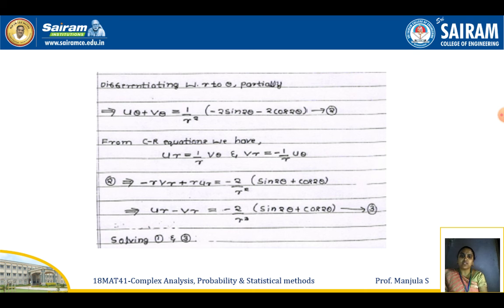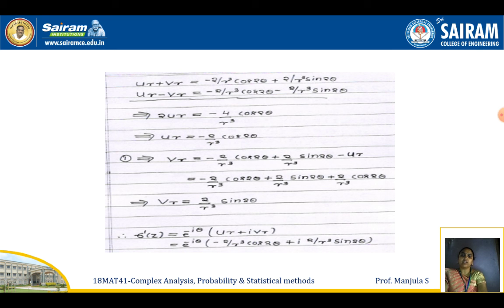From the CR equations we have ur is nothing but 1 by r into v theta, and vr means minus 1 by r into u theta. So equation number 2 can be written as minus r vr plus r into ur equals minus 2 by r square into sin 2 theta plus cos 2 theta. So here take r as common and move it to that side, the negative term will get cancelled, so we can simplify this equation as ur minus vr, which equals minus 2 by r cube into sin 2 theta plus cos 2 theta. Take this as equation number 3.